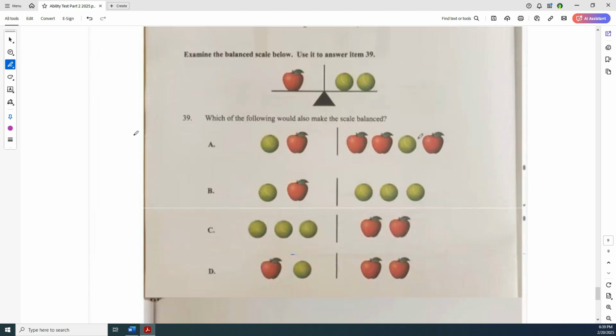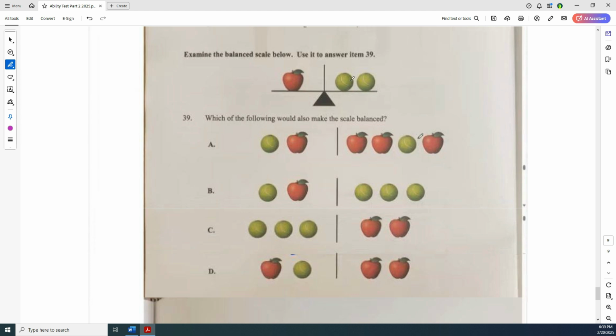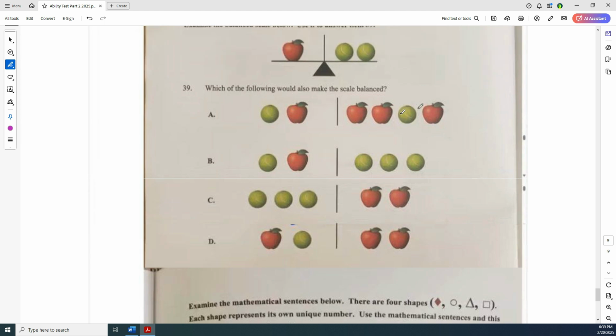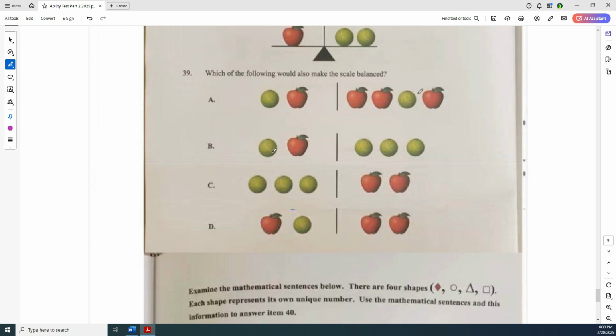And then 39: examine the balance scale below. Use it to answer item 39. Which of the following would also make the scale balance? So if you have 1 apple to 2, I think this is like a tennis ball. I'm not sure, maybe it's an orange. So 1 apple to 2 oranges. So this would be like 2 apples, and this is no, so this wouldn't work. This would be 1.5 apples, I should say, over here. So this is okay. Remember, 2 of these make 1 apple, so these 2 would balance this and this. So I'll say B is the answer.